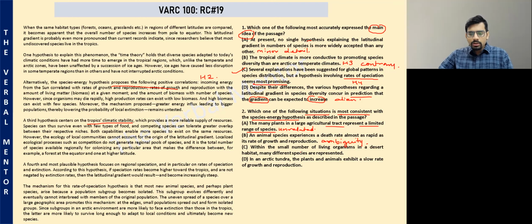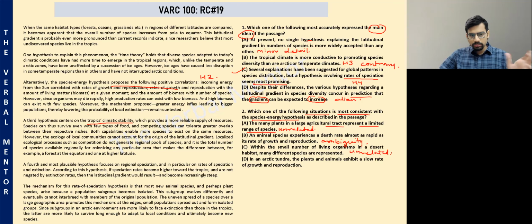Option C, within the small number of living organisms in a desert, many different species are represented. So if there are 10 organisms in a desert, only 10, the total population, these are 4 different types of organisms. The number of species is 4 within this 10. How is it related to hypothesis 2 at all? So this is again unrelated.